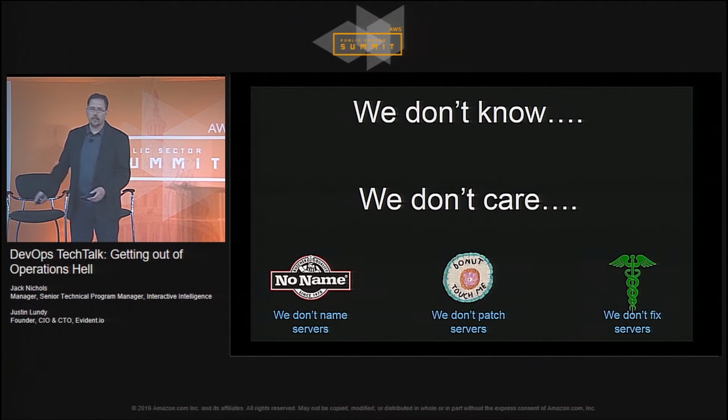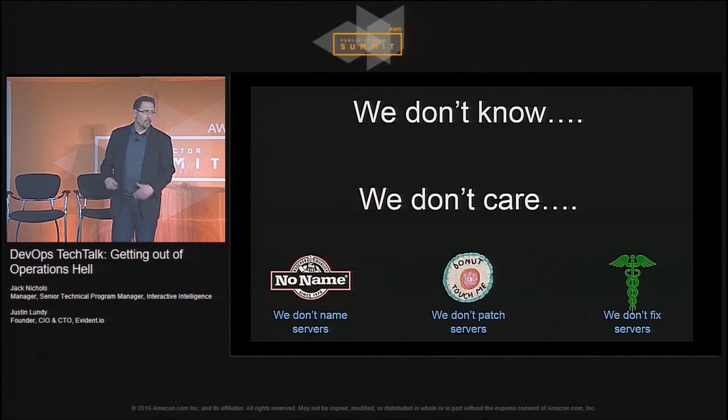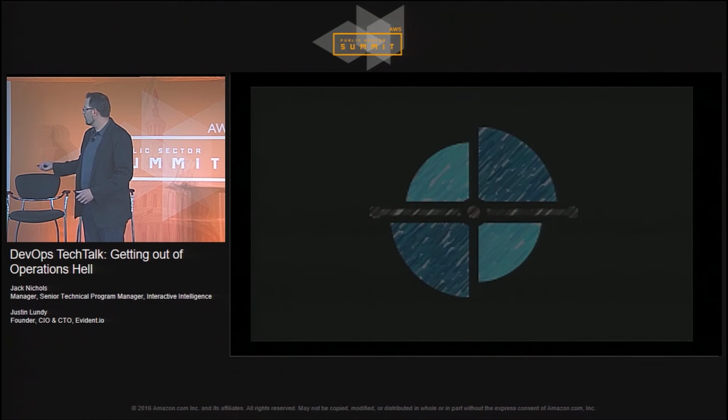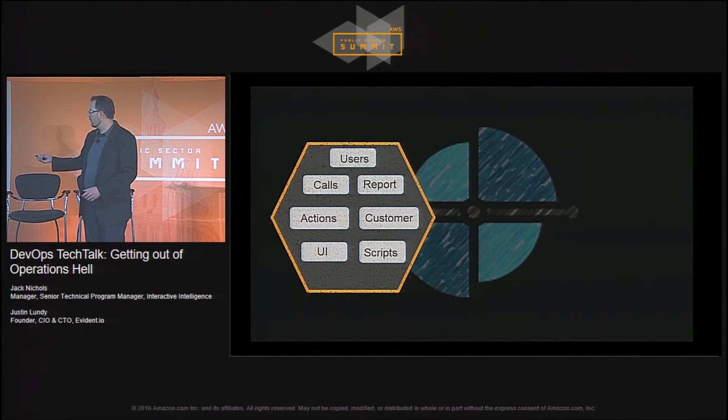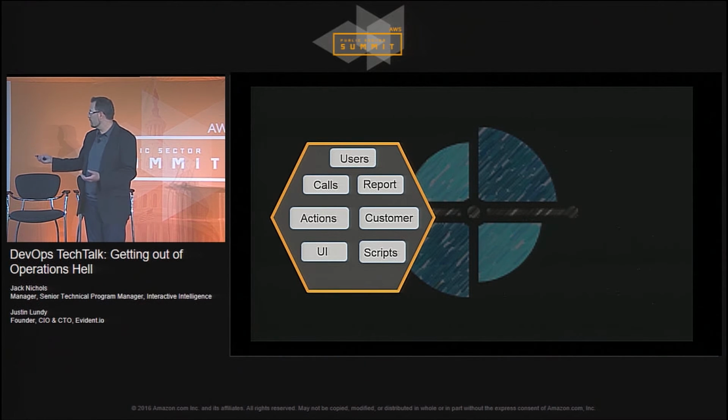And then we also don't fix servers. Again, they're a commodity. We don't name them, we don't fix them. There's a problem with it, shut it down, pull up a new one. But what really enables that is the idea of moving from, if you think about the monolithic architectures where everything's very tightly coupled, we moved to microservices.